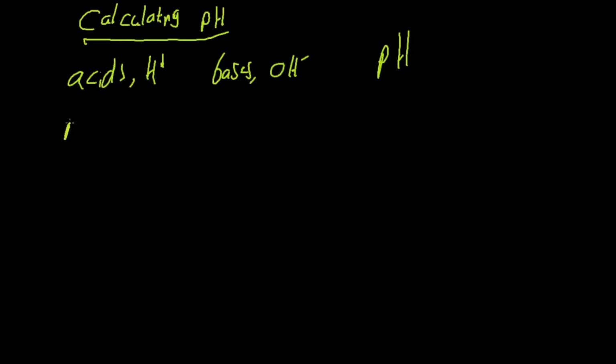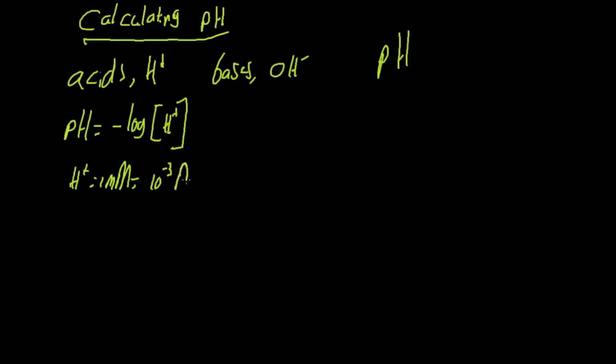The pH is equal to the minus log of the concentration of H+. This means, let's say you have an H+ concentration of 1 millimolar. This is equal to 10 to the minus 3 molar. So the pH is the minus log of 10 to the minus 3, which is equal to 3.